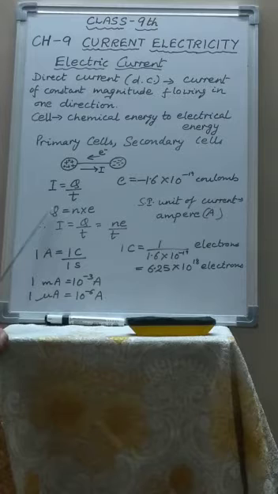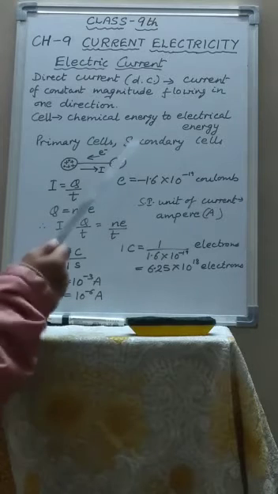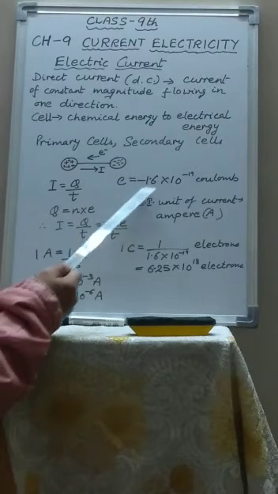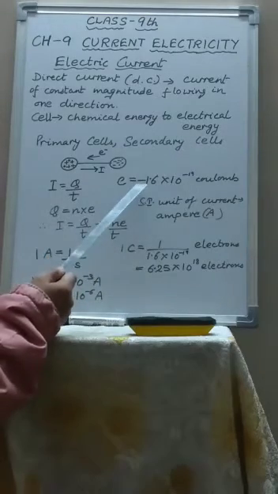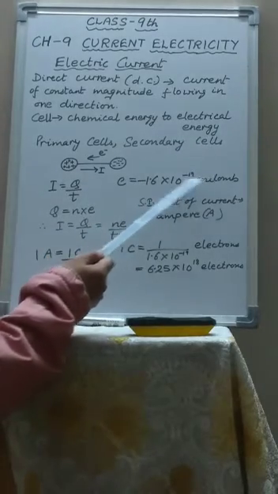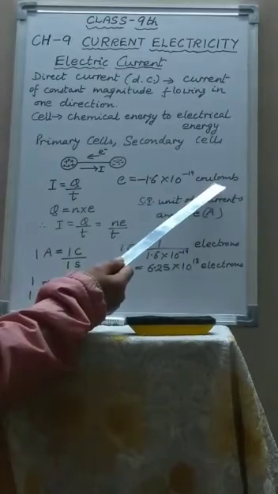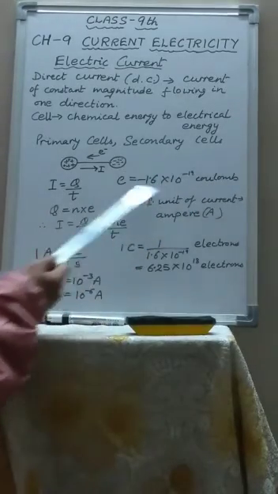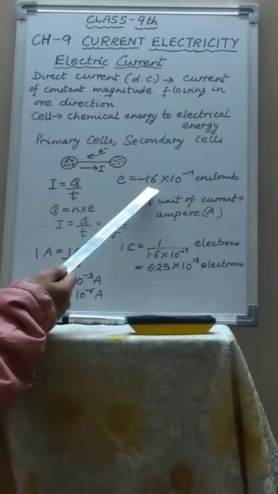And also Q equals NE. See, what is E? E is the charge on one electron, which is minus 1.6 into 10 to the power minus 19 coulomb. Coulomb is the SI unit of charge. So this is the charge on an electron.